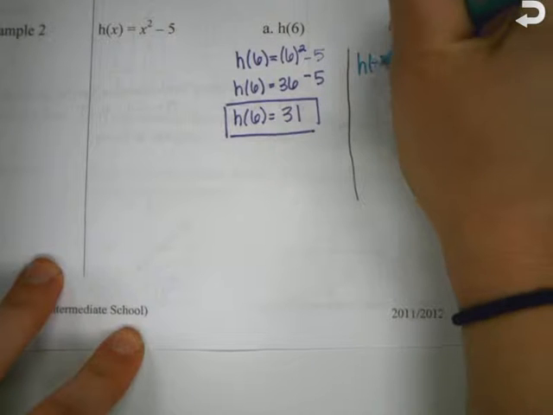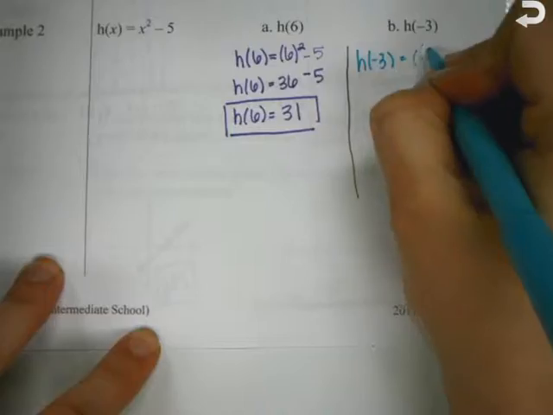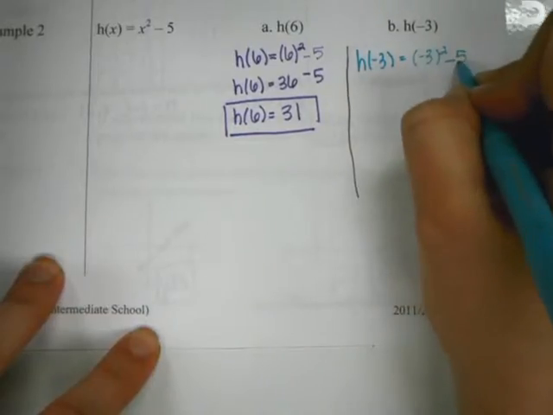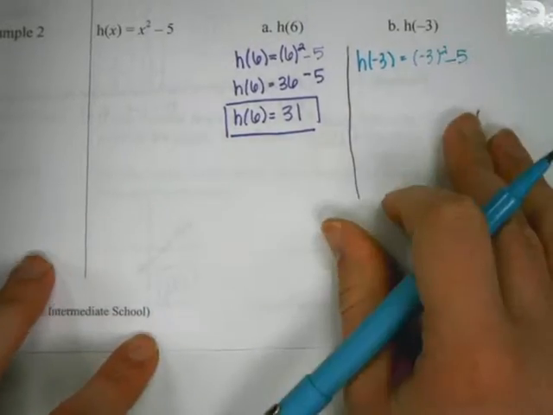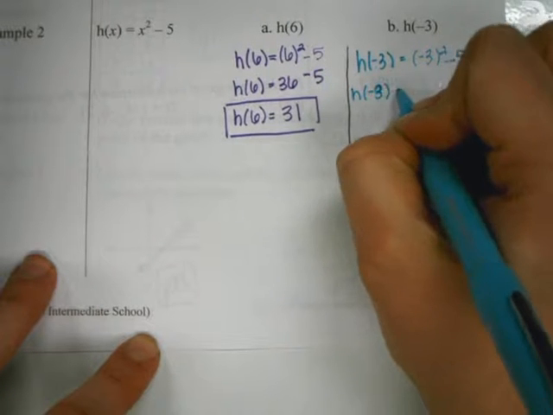Negative 3 squared, minus 5. Okay, Bobby, what's negative 3 squared? Positive 9. So h of negative 3 is equal to 9 minus 5. And everybody, what is 9 minus 5? 4.